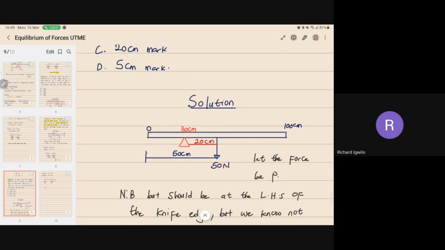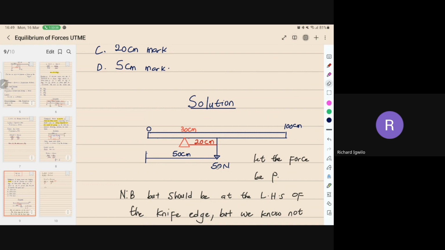Oh, sorry, I'm using the wrong values. This is the force is 0.5.